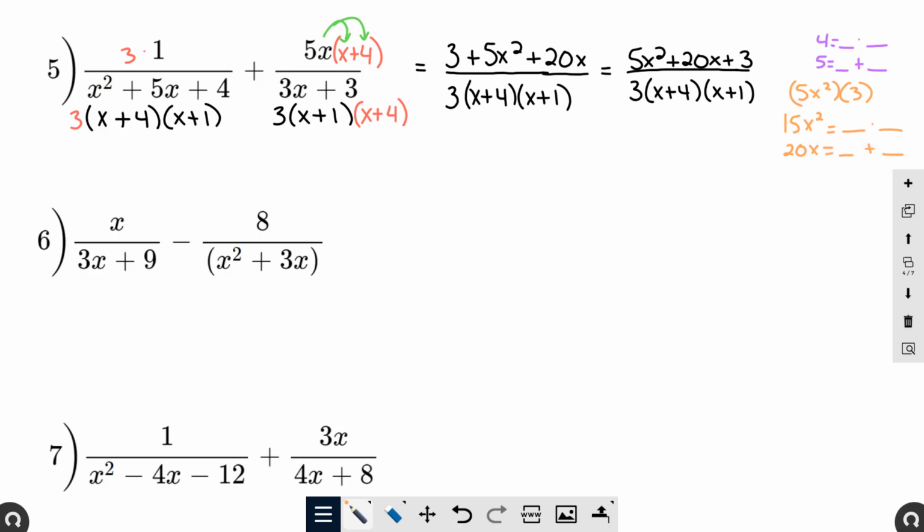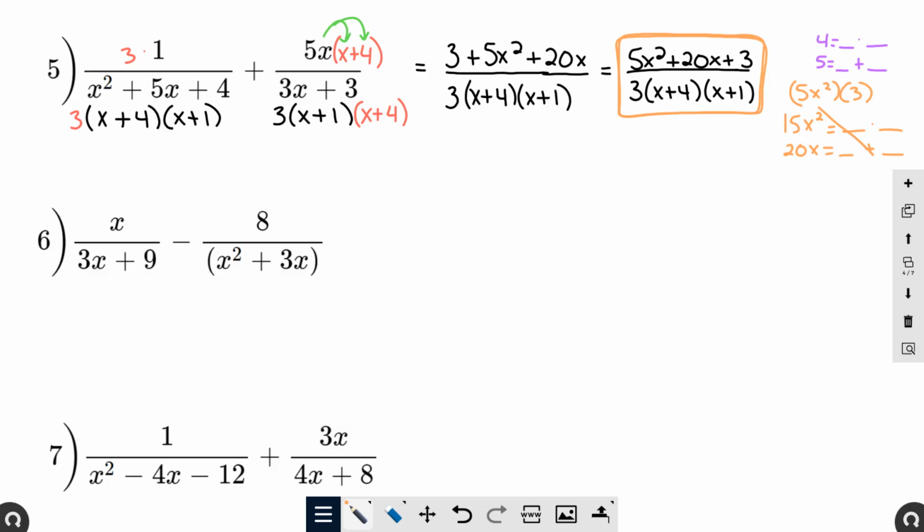What's the largest numbers that you can multiply to make 15? 15 and 1. What's 15 plus 1? Can I ever get to 20? No. So does this factor? No. So there's our final answer. So sometimes you get to that end part and you're like, whew, thank goodness it doesn't factor. Let's just move on. Okay?